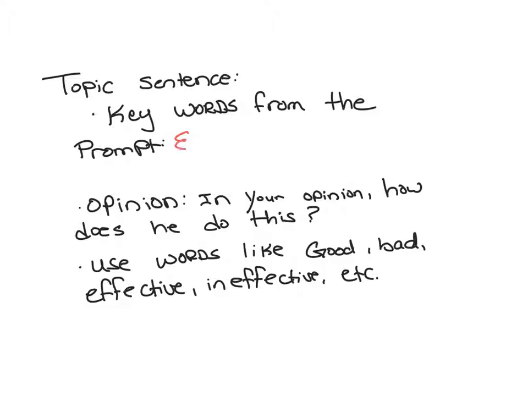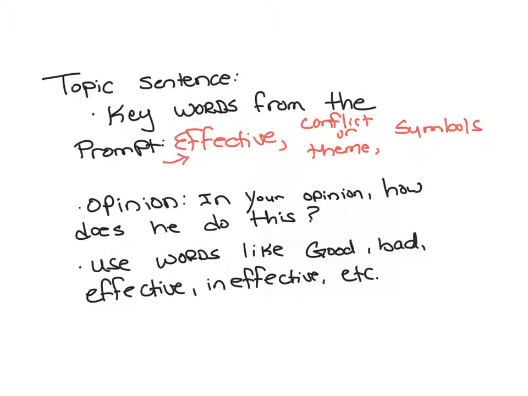Look, effective, symbols, conflict or theme have to be in your topic sentence. It is not a topic sentence if you don't have those words in it. Now, for effective, you can use synonyms. And I actually would request that you use synonyms because it's the stronger writer. But if you're not at the point where you can use synonyms, you can take the easy way and use effective. It's not bad. It just means that it's so close to the prompt, but it's okay.